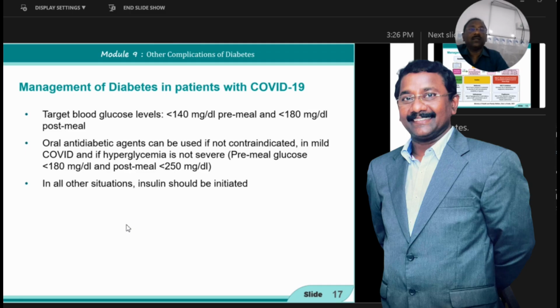So it's a rule, whenever the patient is in the ICU, your target should be between 140 to 180. More than 180 blood sugar, start insulin; less than 140, stop insulin; between 140 and 180, continue the insulin, same dose. Oral anti-diabetic drugs can be used if not contraindicated in mild COVID and if hyperglycemia is not severe. In all other situations, insulin should be initiated.